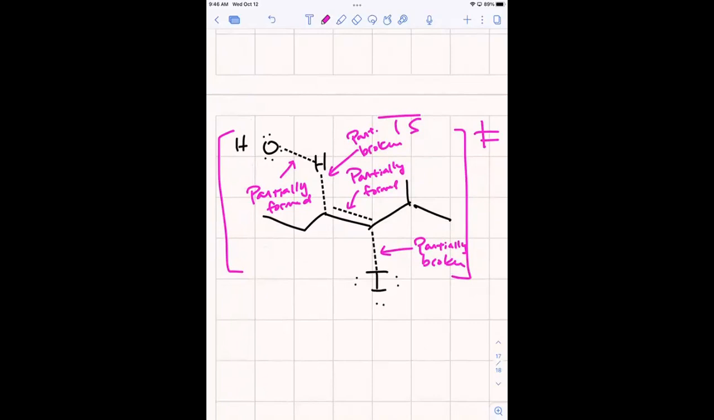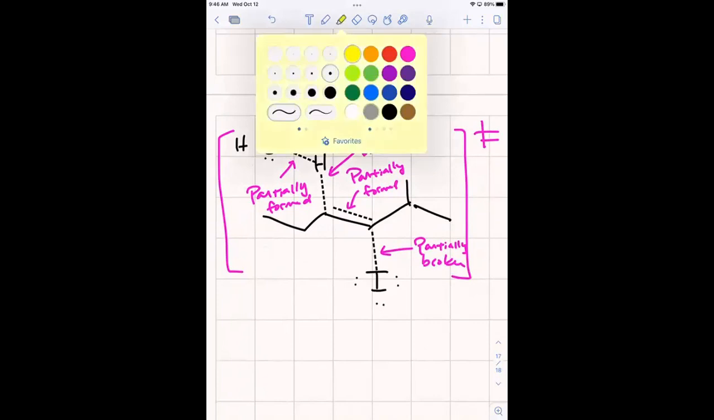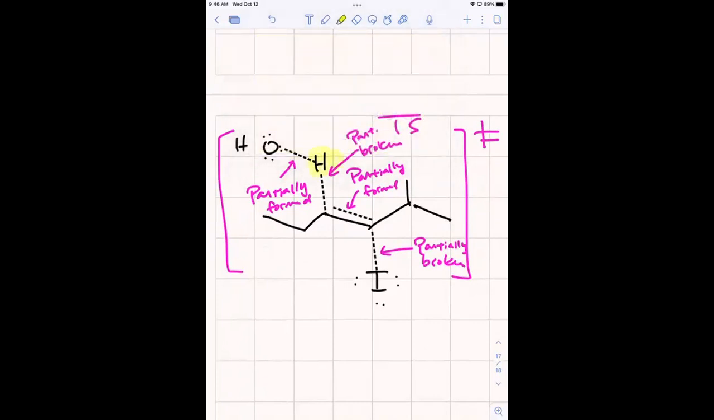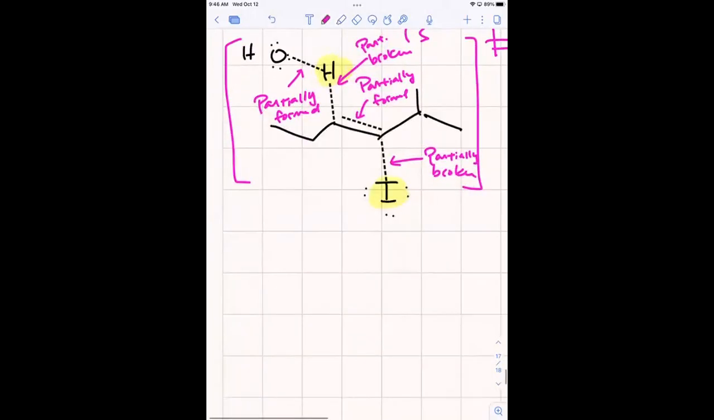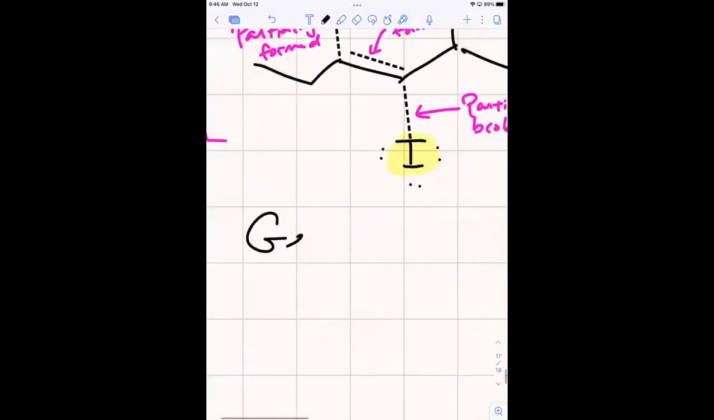Right. So this is what the transition state would look like. And this also brings up another point about this reaction, and that is the position of your alpha hydrogen and your leaving group. There is what we call a geometric constraint on this reaction. I'll say E2.